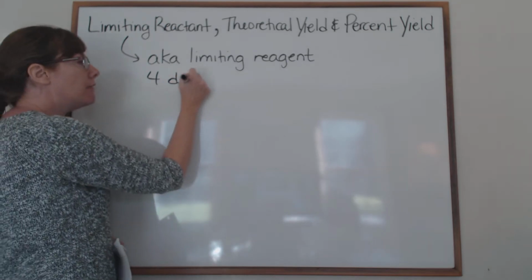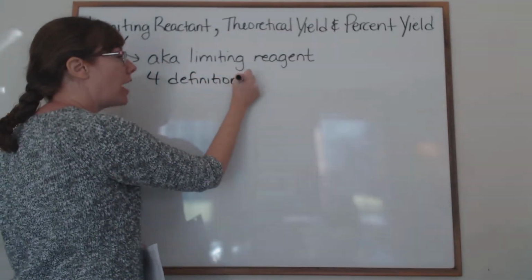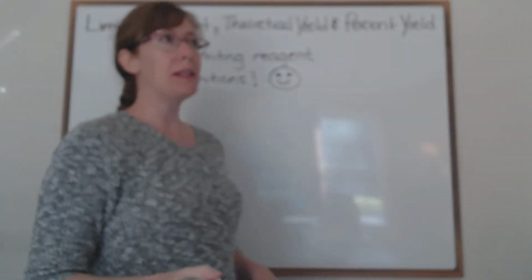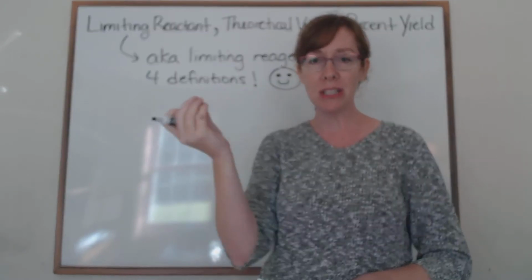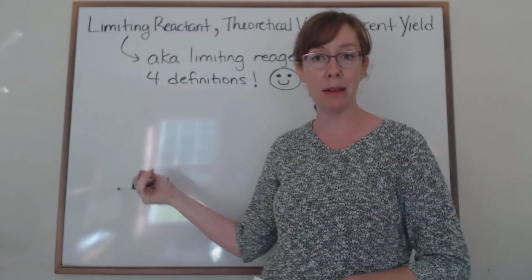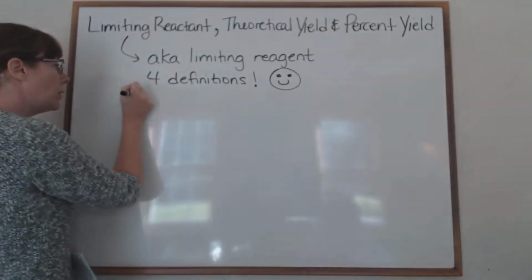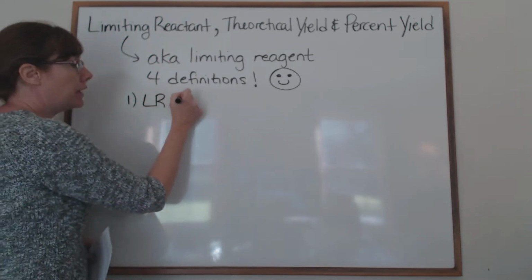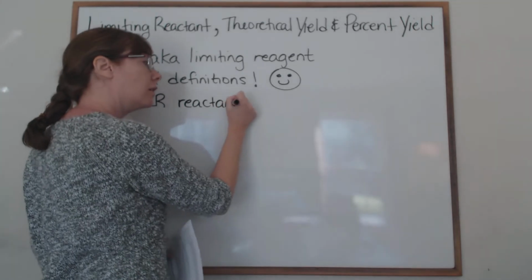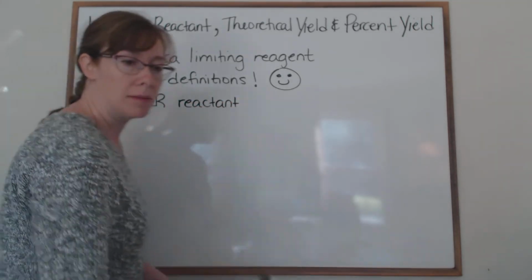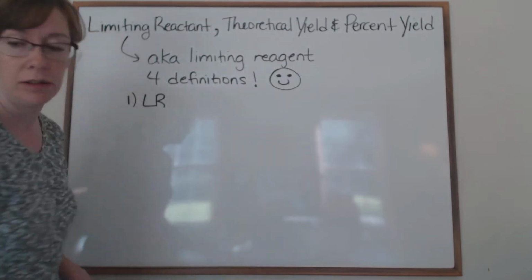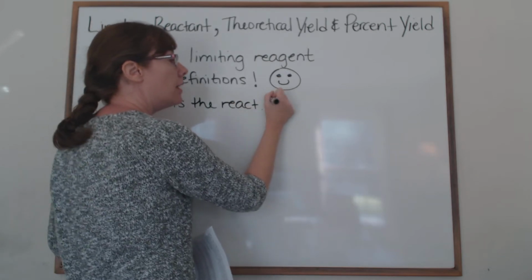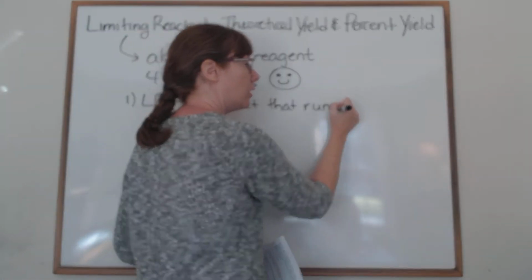So with the limiting reactant, there's really 4 definitions that are actually relevant, believe it or not. It seems like overkill, but to be honest, to fully understand it, it's actually good to think about all of these things as being true about the limiting reactant. So let's kind of list out what a limiting reactant is. The limiting reactant is the reactant that runs out first.